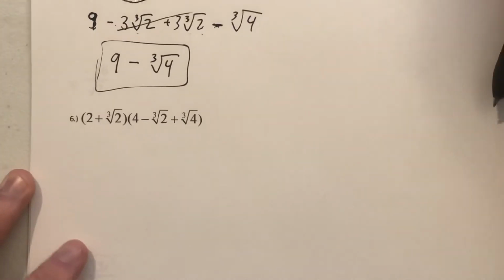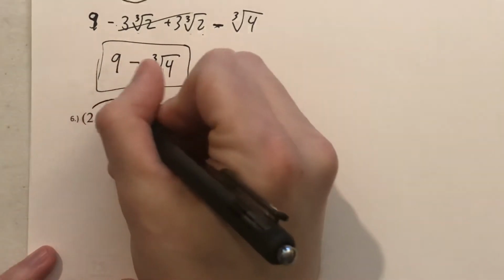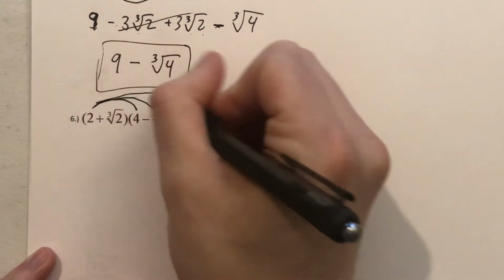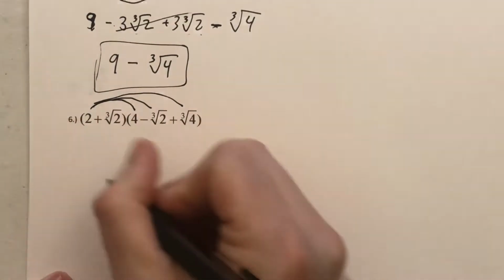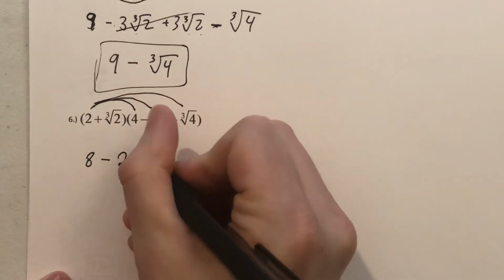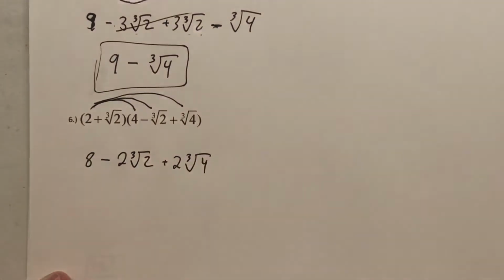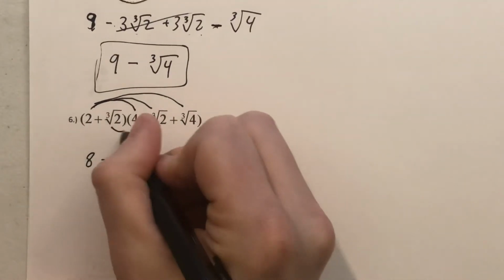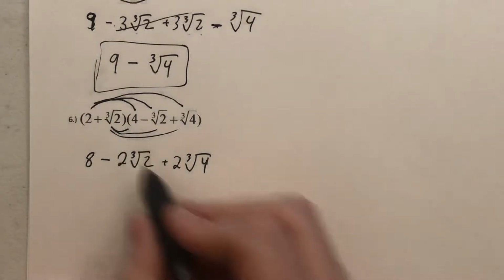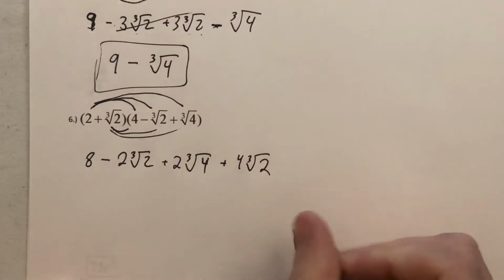All right, and the last one, we've got a binomial times a trinomial, so just more arcs for more terms. Drawing the 2, distribute to everything first. 2 times 4 is 8. That'll be a negative cube root 2, and then it'll be a 2 cube root 4. Then take the cube root of 2 to everything. Cube root of 2 times 4 will be 4 cube root 2.